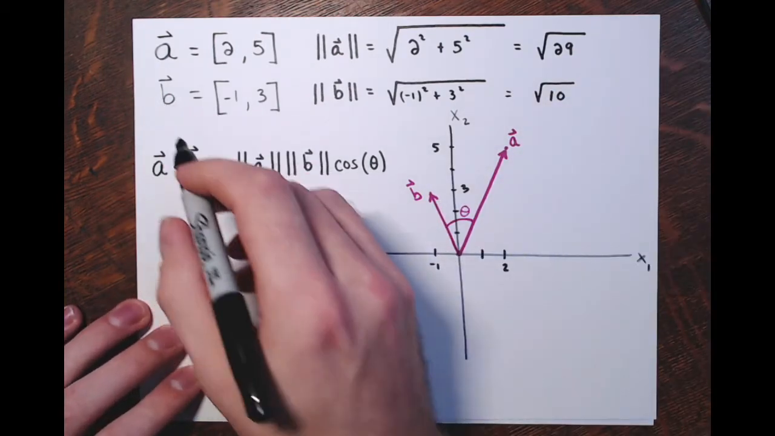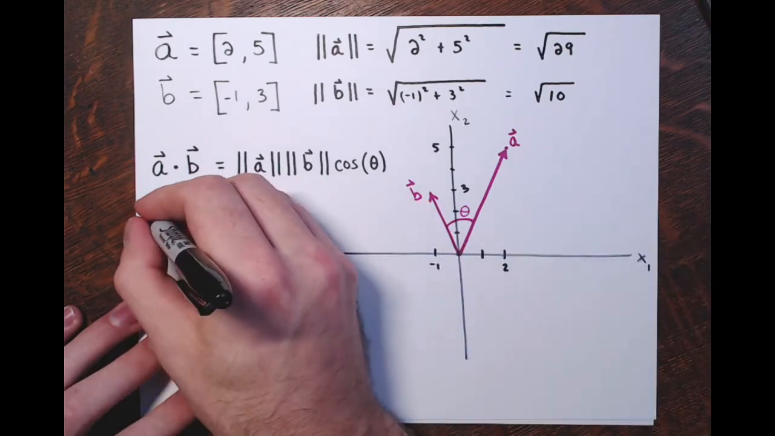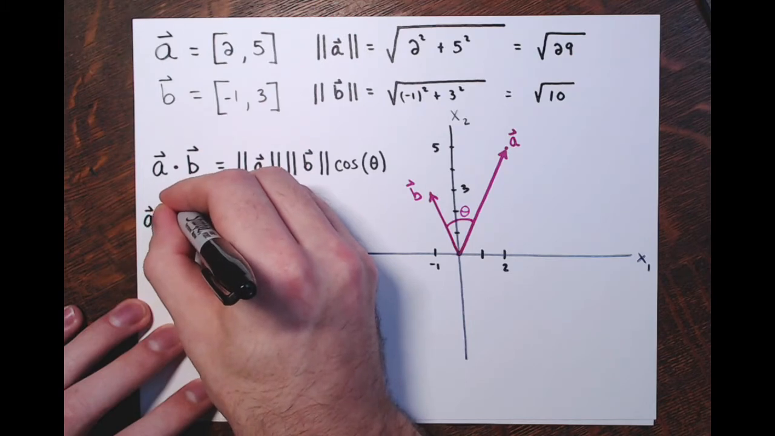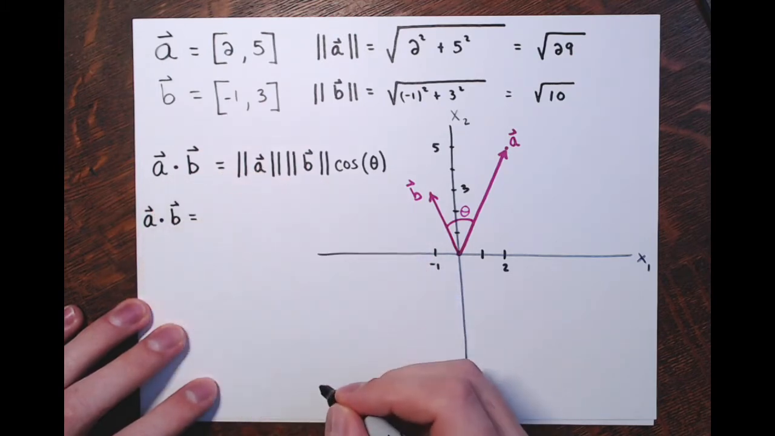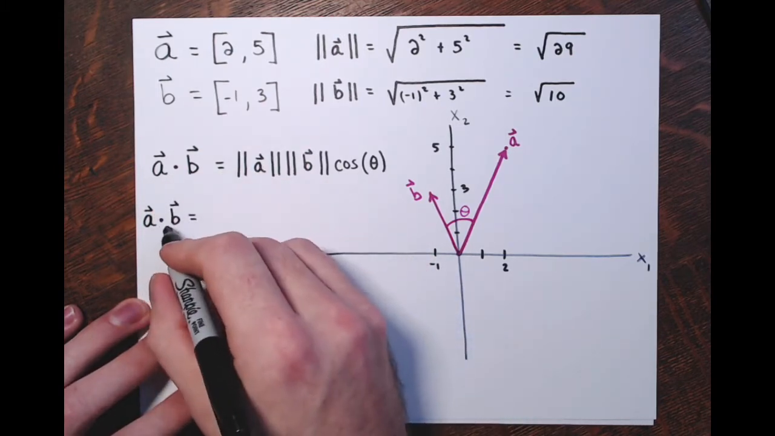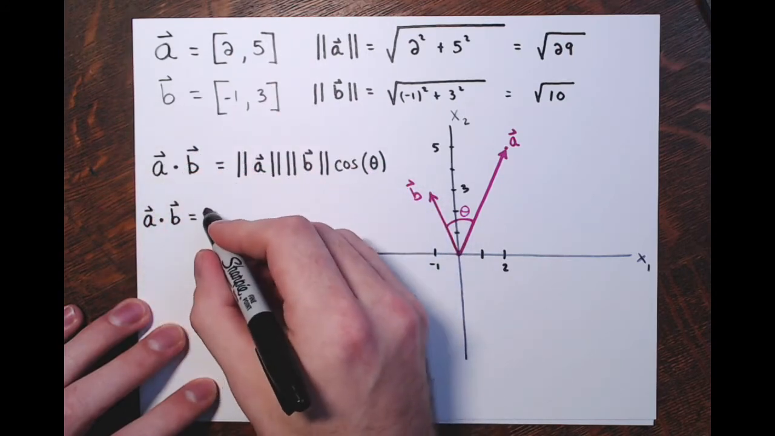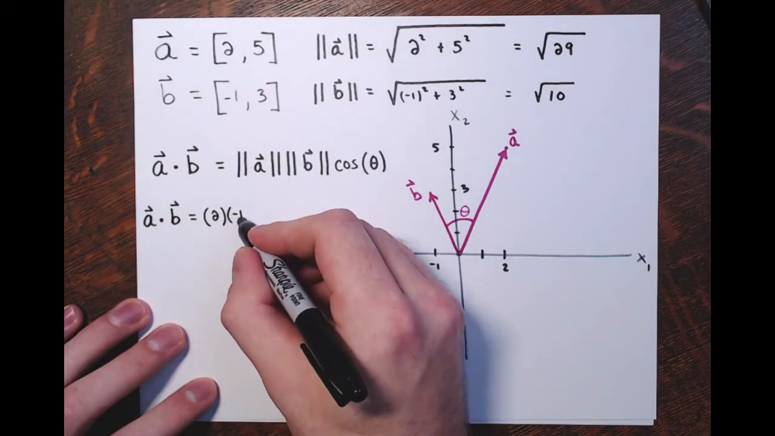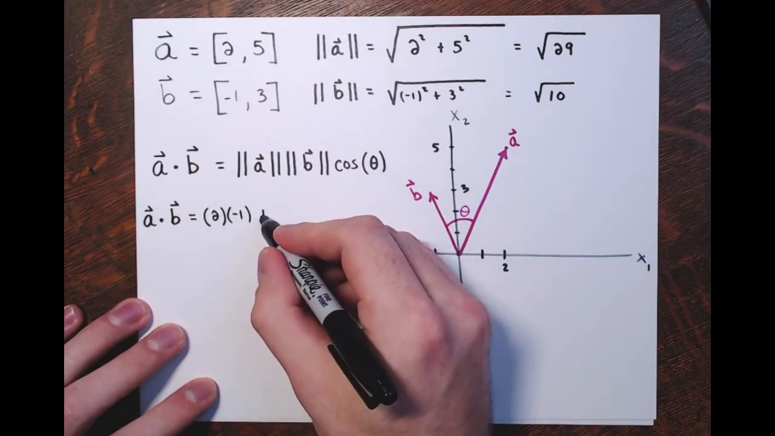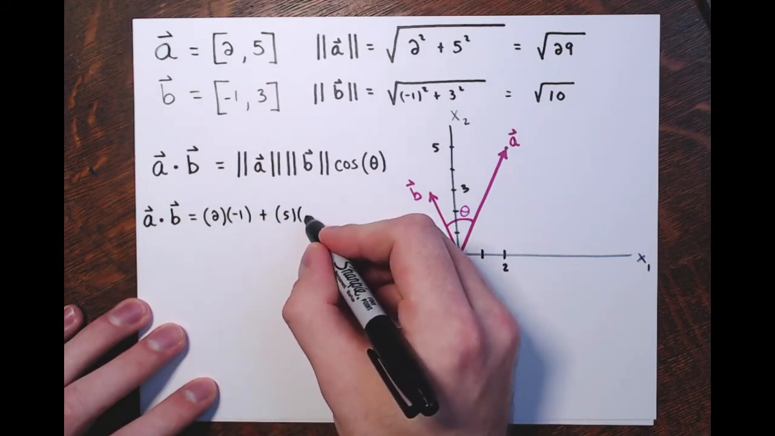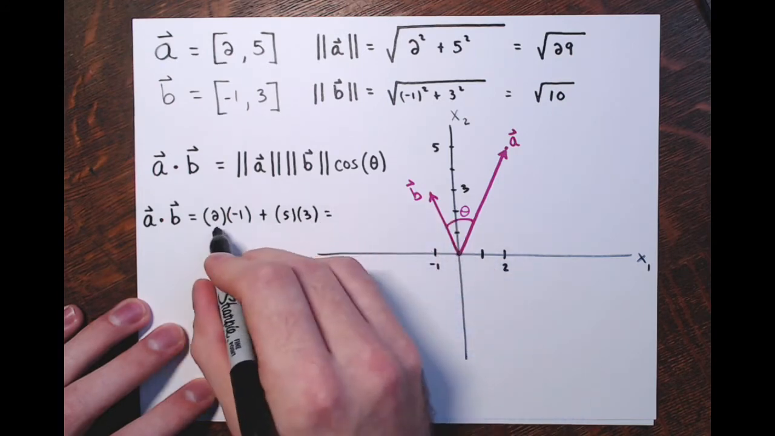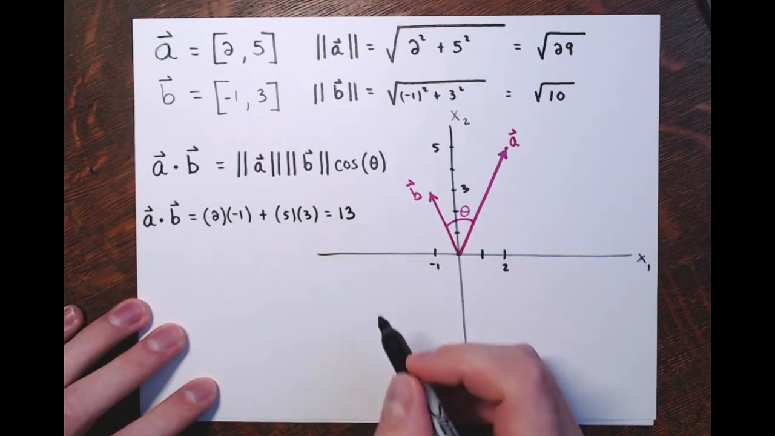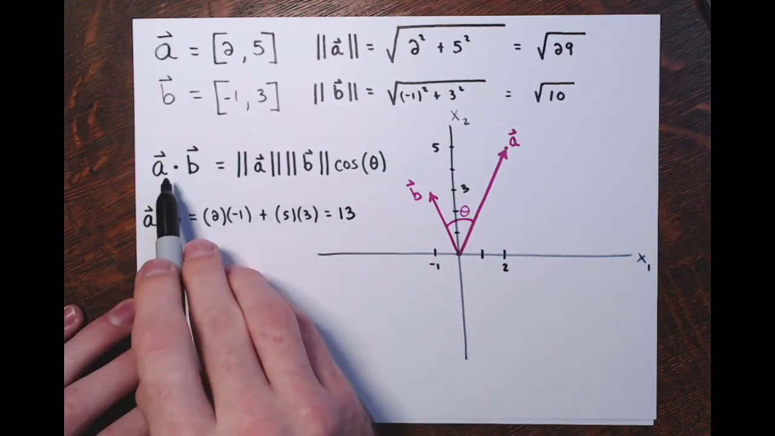And the dot product, we know the dot product as well from earlier. That's just the sum of the products of their corresponding components. The dot product, the left side of this formula, is going to be 2 times negative 1, the product of the first components, plus 5 times 3. That's negative 2 plus 15. It's positive 13. So I know the left side.